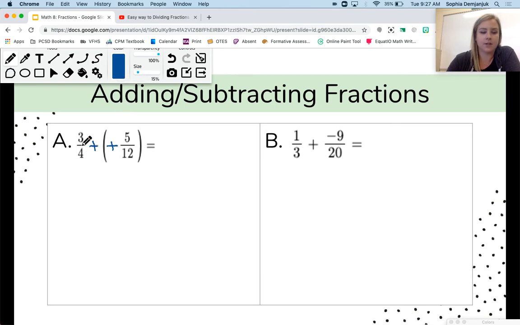So this first fraction, if we want the denominator to be 12, we're going to have to multiply it by 3. Whatever you do to the bottom of the fraction, you would have to do the top of the fraction as well. And now my denominator will be 12 over here, and this one's already 12, so we don't have to change it. So in the numerator, 3 times 3 gives me 9. In the denominator, 3 times 4 gives me 12. And we're adding that to 5/12.